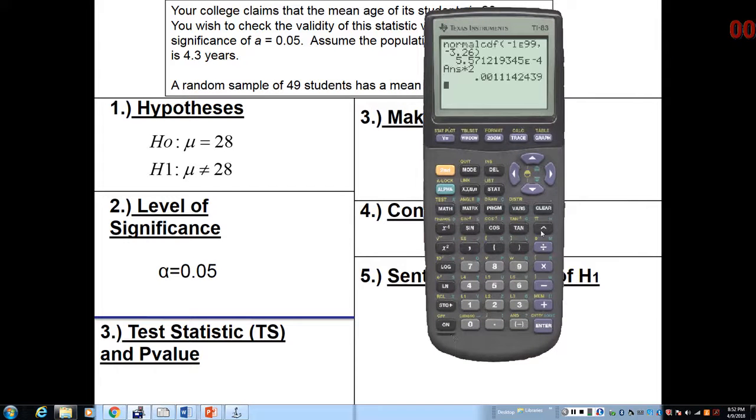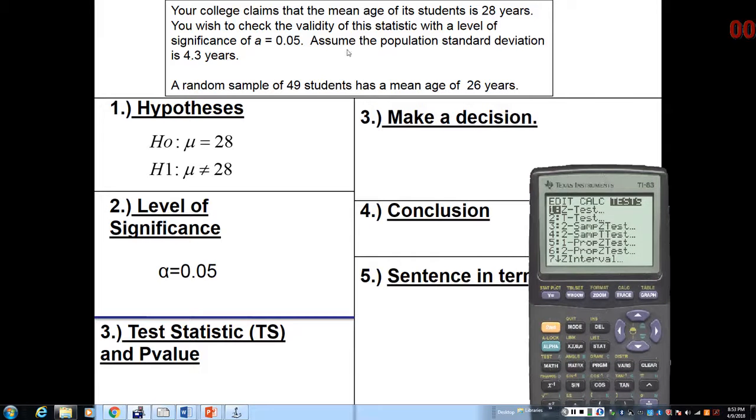We're going to turn it on, press clear. We're going to go to Stat. We're going to go out to Test. And we're going to choose Z-Test. Now, why Z-Test? Because you have a population standard deviation.